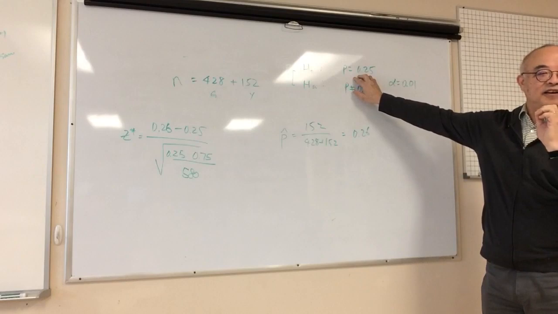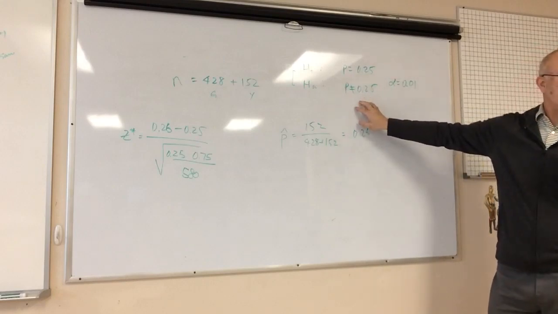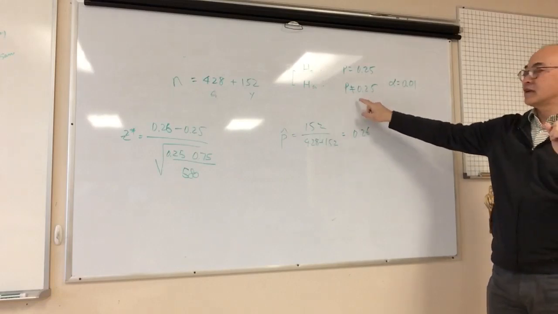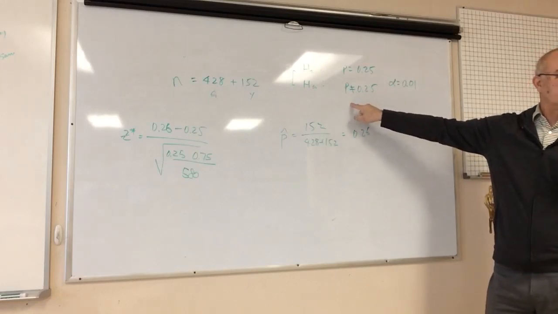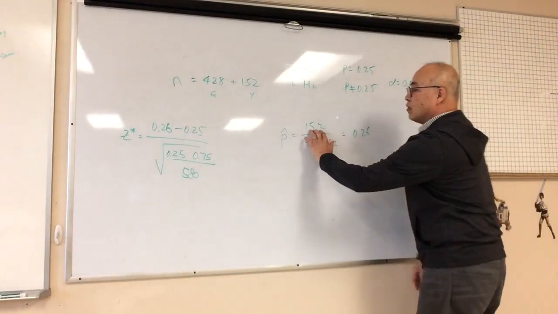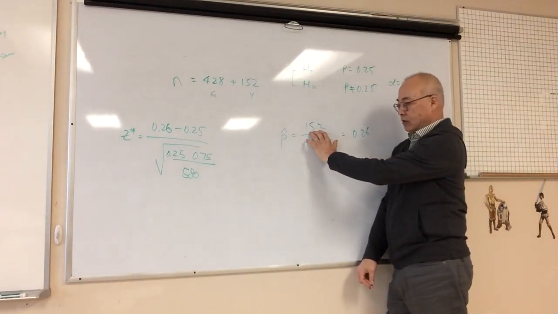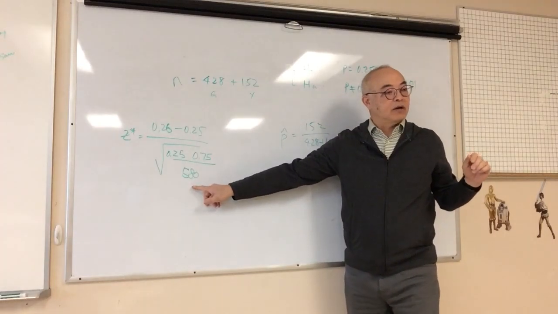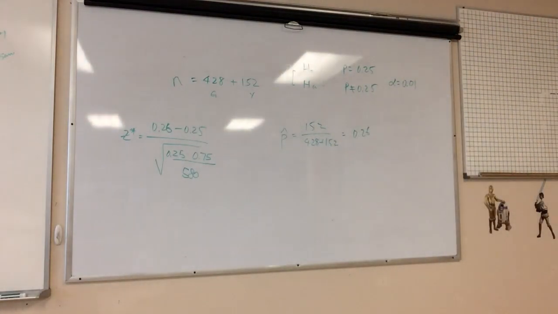P naught is your P naught. It says probability, not equal. You want the not equal to one. Your x is going to be 152, because that's what you're using. N is your 580. And then calculate. Just calculate.